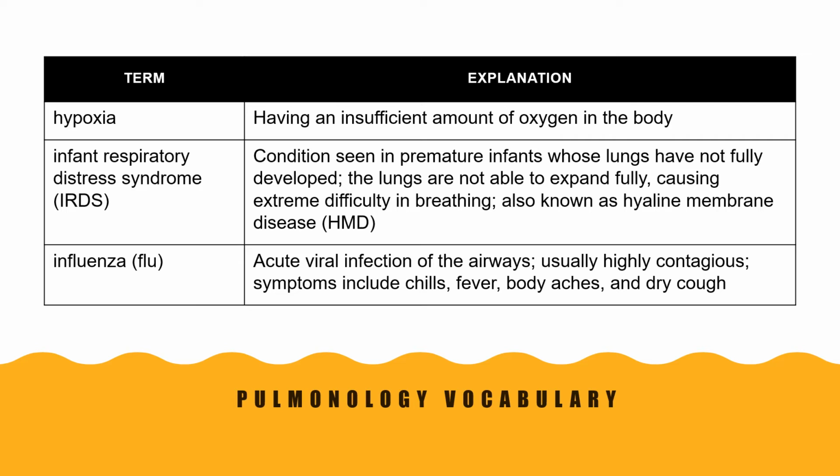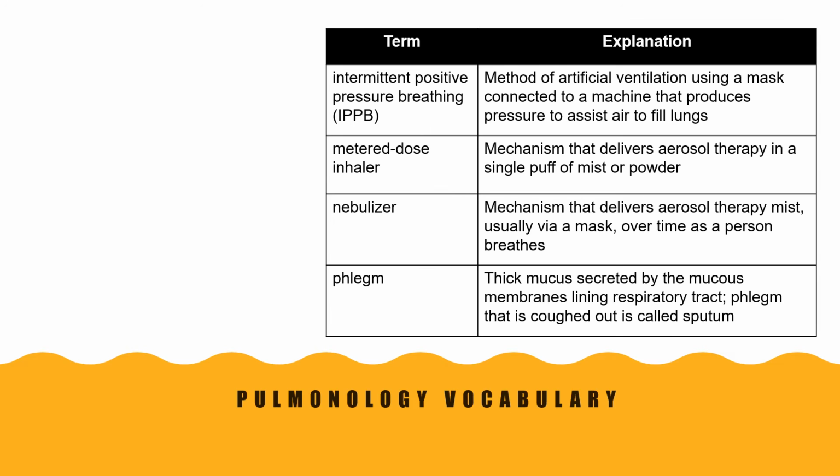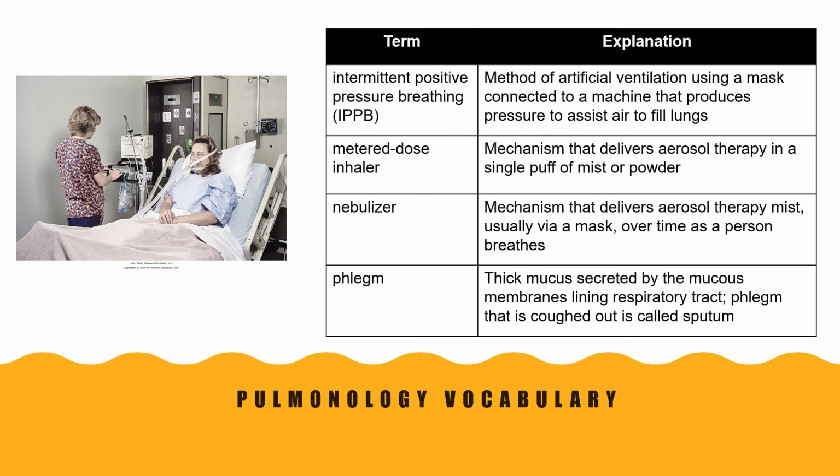Influenza, or the flu, is an acute viral infection of the airways. It's usually highly contagious, and the symptoms include chills, fever, body aches, and a dry cough. Intermittent positive pressure breathing is a method of artificial ventilation using a mask that's connected to a machine that produces pressure to assist air to fill lungs.